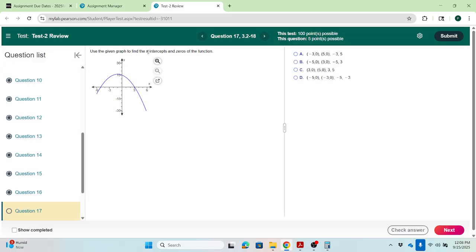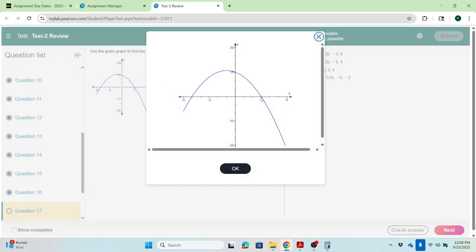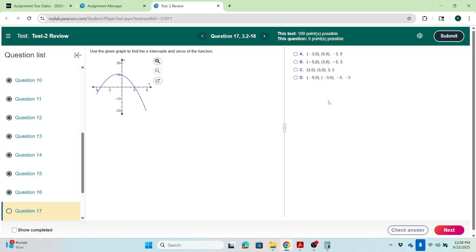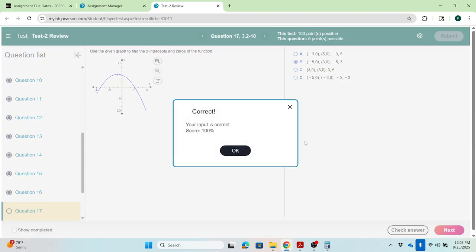Use the given graph to find the x-intercept. X-intercept means where the graph intersects with the x-axis, which is (3, 0) and (-5, 0). So (3, 0), (-5, 0), and x = 3 and x = -5. So these are the answers.